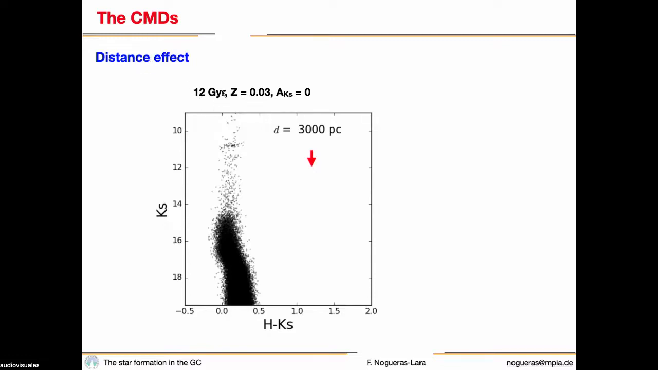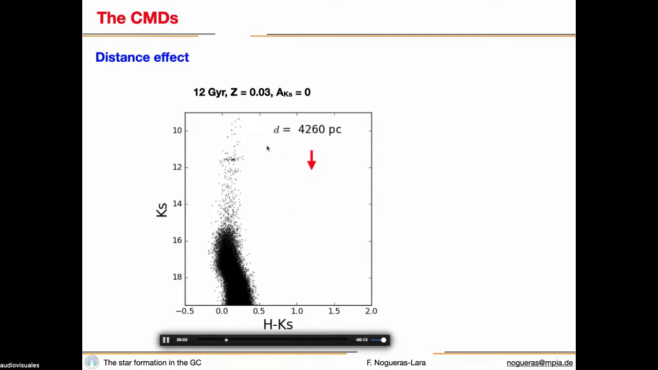So here I am assuming a star population of 12 gigayears, a metallicity in agreement with what we expect for the galactic center, supersolar metallicity, and without extinction to make things easy now. So this is the first distance. I started with 3 kiloparsecs, and if I move this, this is what happens. So depending on the distance, we are going to have this effect.